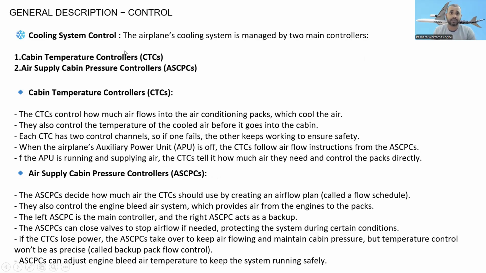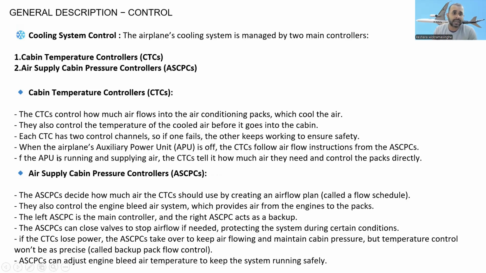Now the control general description. Cooling system control. The airplane's cooling system is managed by two main controllers. First one is cabin temperature control. Second one is air supply cabin pressure control. We discussed earlier. The cabin temperature controllers control how much air flows into the air conditioning packs, which cool the air. Then they also control the temperature of the cool air before it goes to the cabin. And each cabin temperature controller has two control channels, so if one fails, the other keeps working to ensure safety.